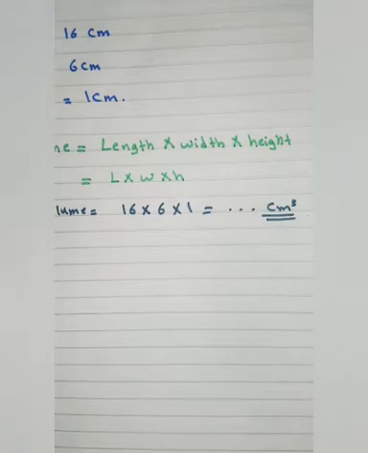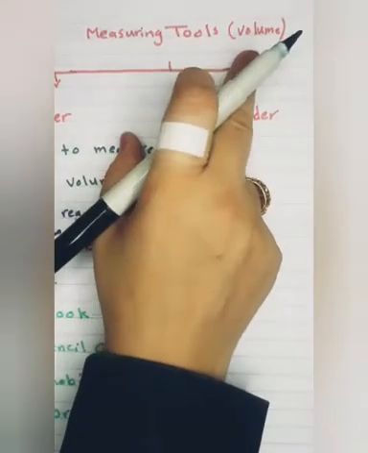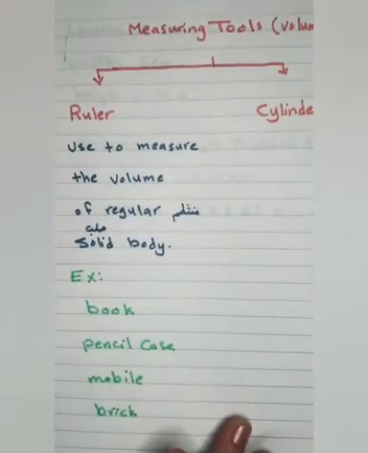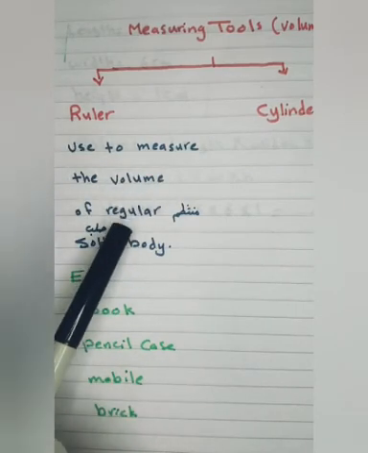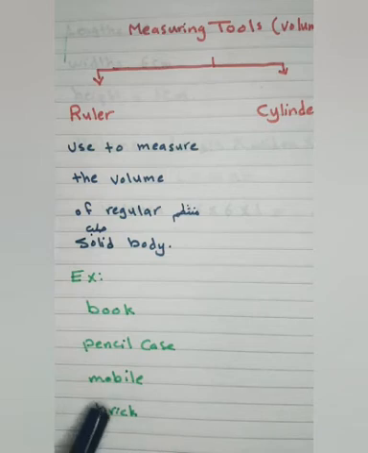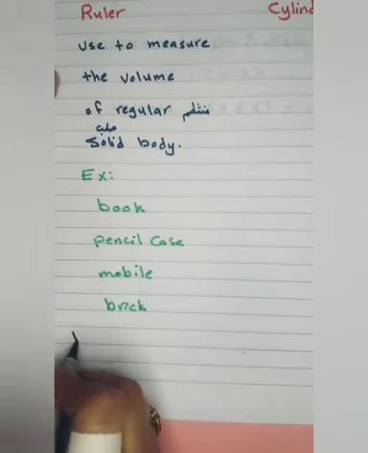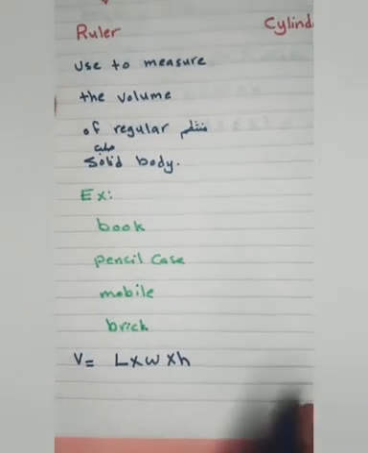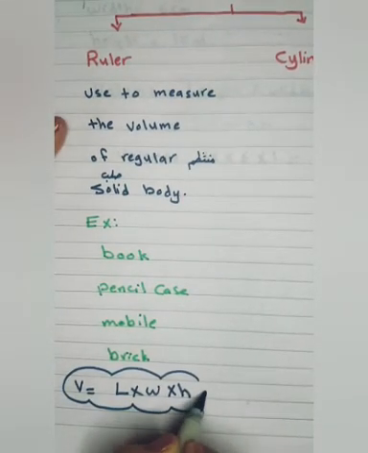I told you before that the measuring tools of volume are ruler and cylinder. We use the ruler to measure the volume of a regular solid body, and I gave you examples of regular solid bodies. In this case, our mathematical relationship is volume equals length times width times height. We can calculate the volume by this relationship.